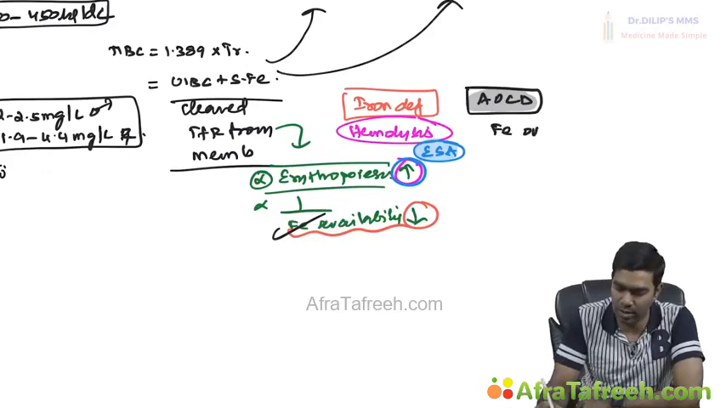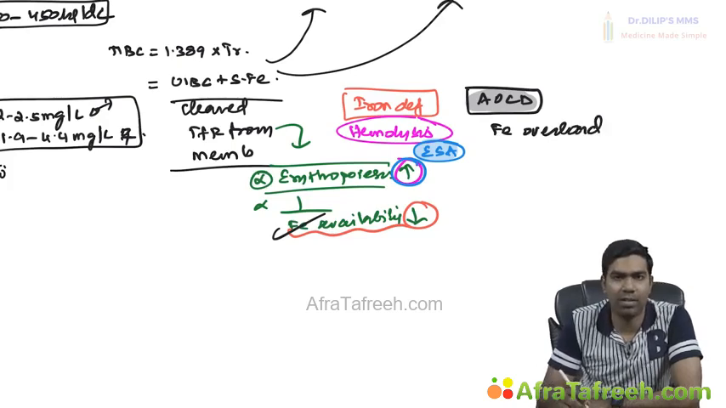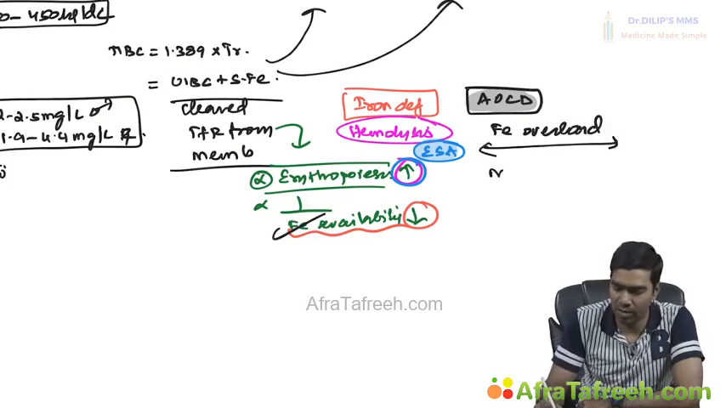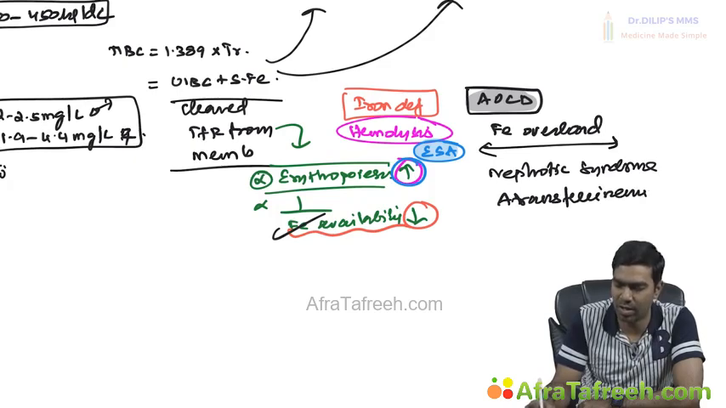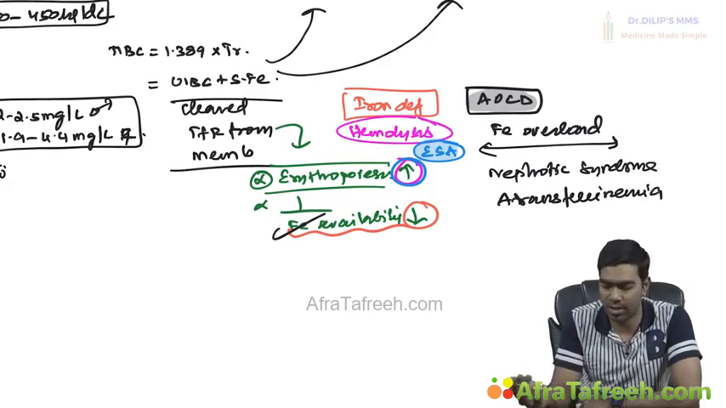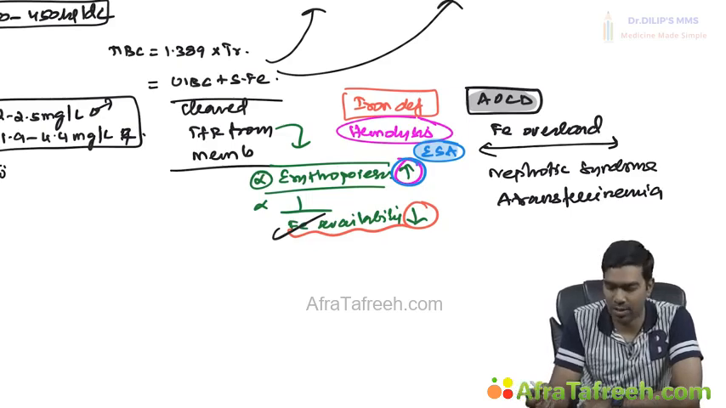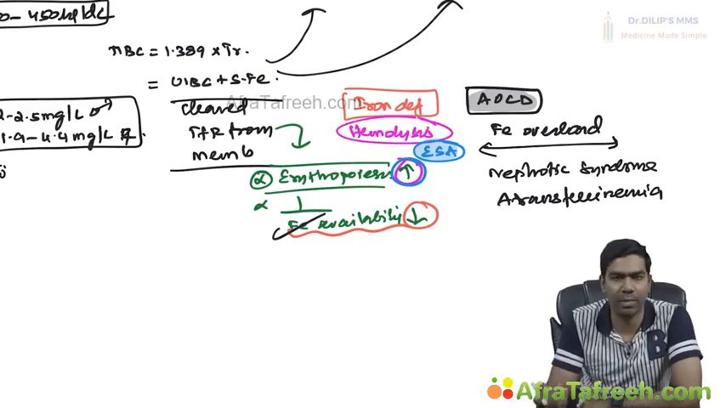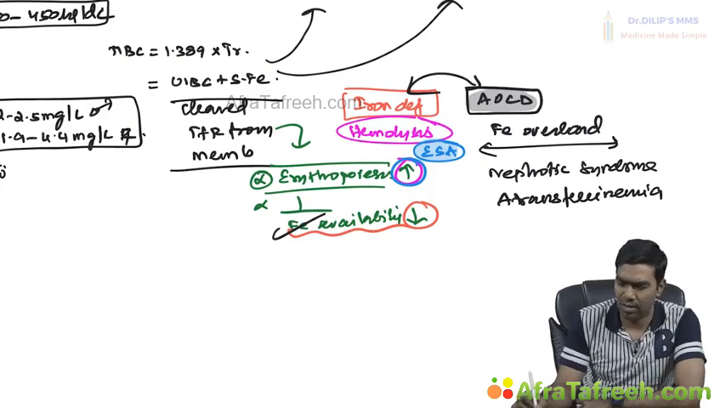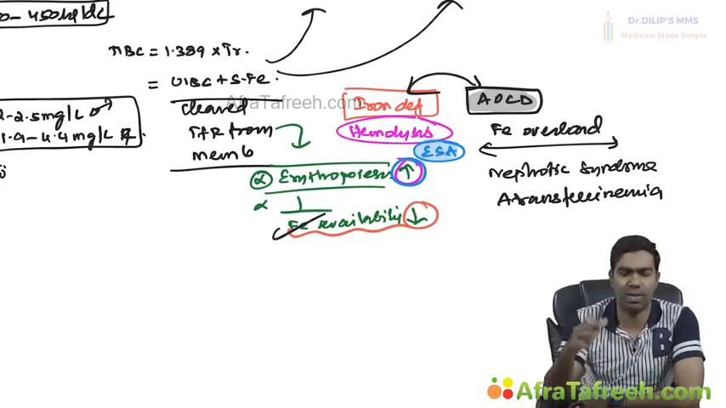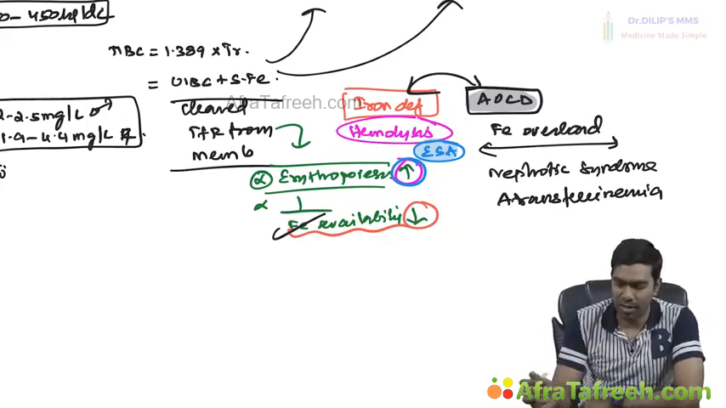Similarly, in iron overload states, your soluble transferrin receptor may be low. Apart from that, in nephrotic syndrome, it might be low because of the loss in the urine. And similarly, in a condition called atransferrinemia, where there is no transferrin receptor at all, you might have a low soluble transferrin receptor, because if there is no transferrin receptor, how can it be cleaved? But the most important is differentiating these two. You have to know that in iron deficiency, the soluble transferrin receptor will be increased. In anemia of chronic disease, the soluble transferrin receptor will be decreased.